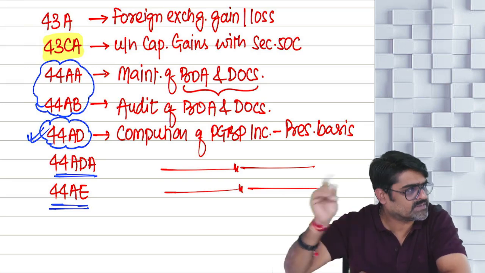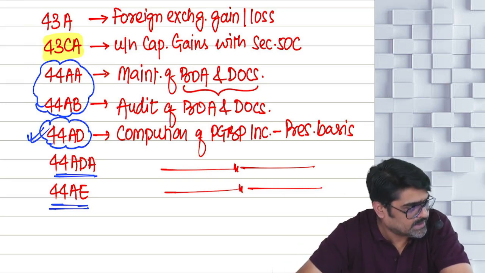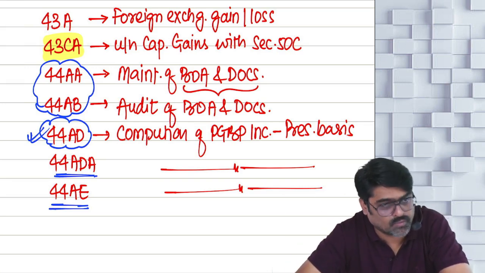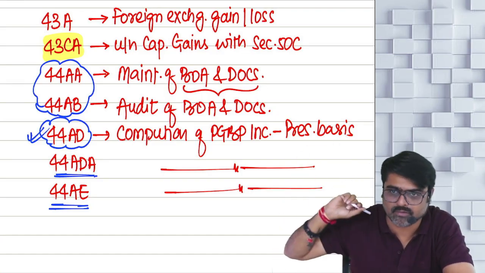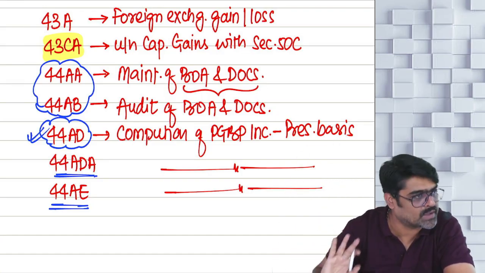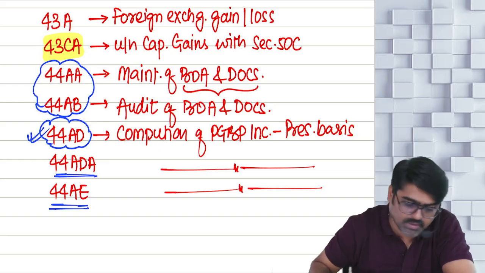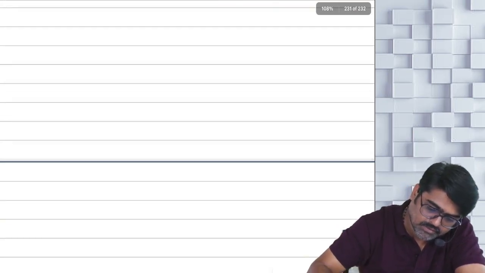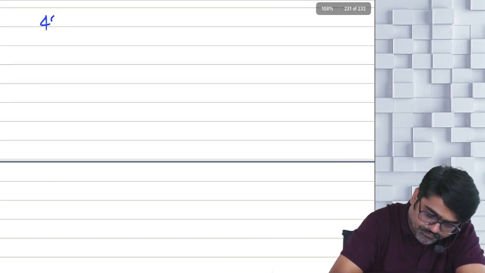So the first section is 43A. We are going to start with 43A now. 43CA we are going to do with capital gains. And the rest of the other sections we are also going to cover in the class right now. So pay attention. See, first of all, 43A.